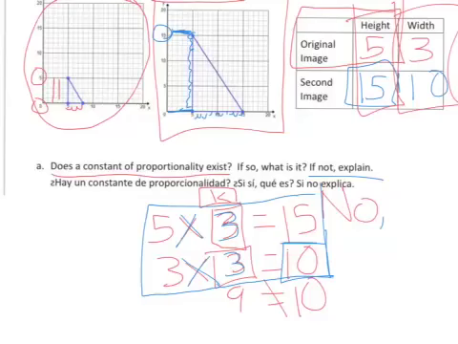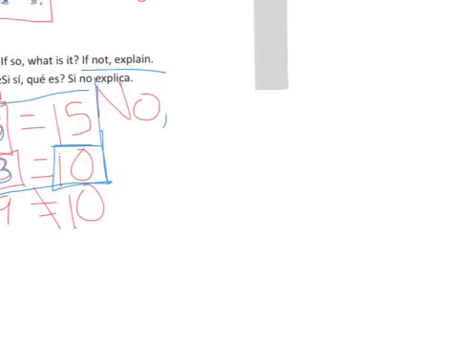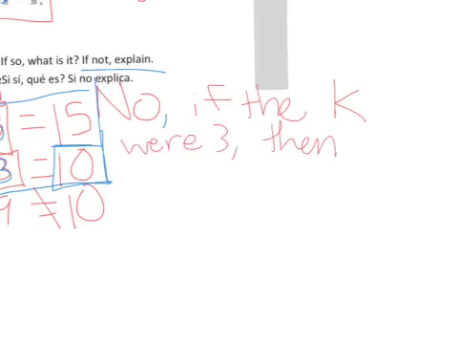So what we're going to write here is "no," comma, if the constant of proportionality, or K for short, were 3, then 3 times 3 equals 9.